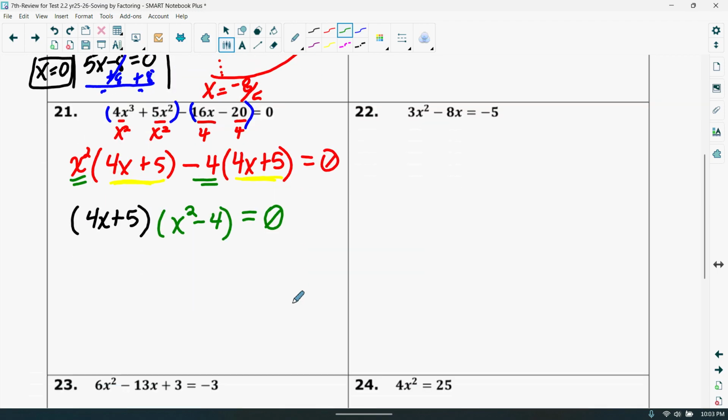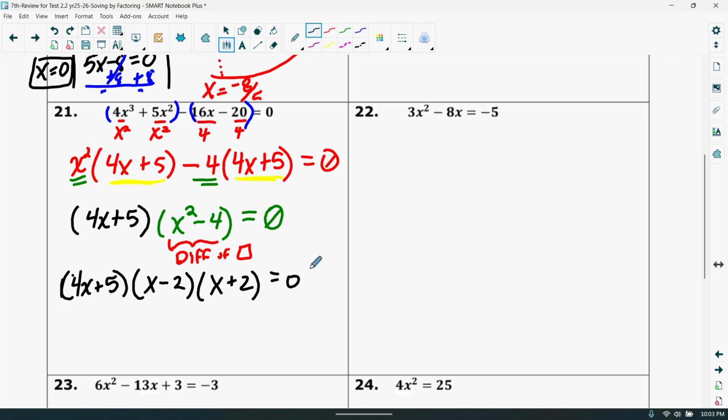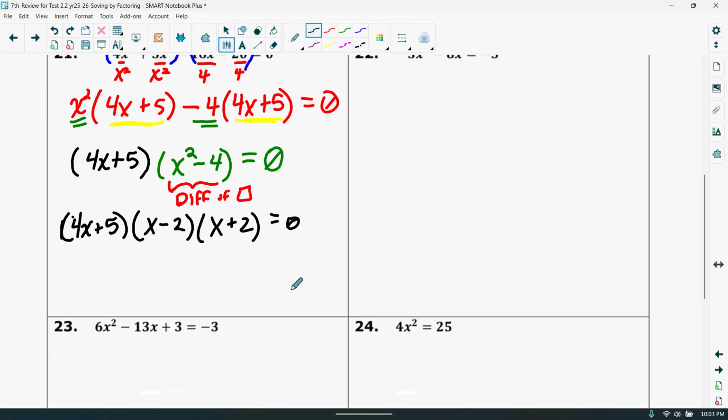Now, hopefully, you see here, this is a difference of squares. So I can factor further. So we're going to keep the 4x plus 5 as one of the factors, but now this one we take the square root, and we get x minus 2 and x plus 2 equals 0. Okay, so we're going to solve each factor here. So the 4x plus 5 is going to equal 0. We're going to solve for x.